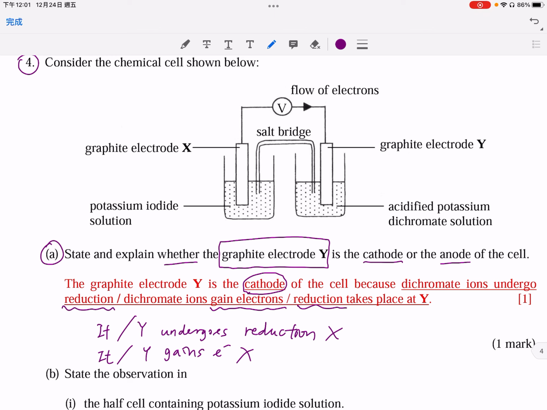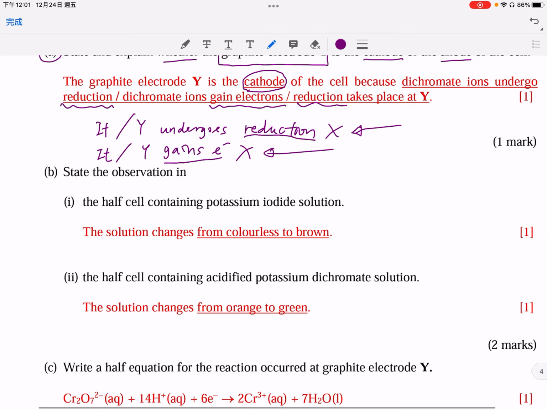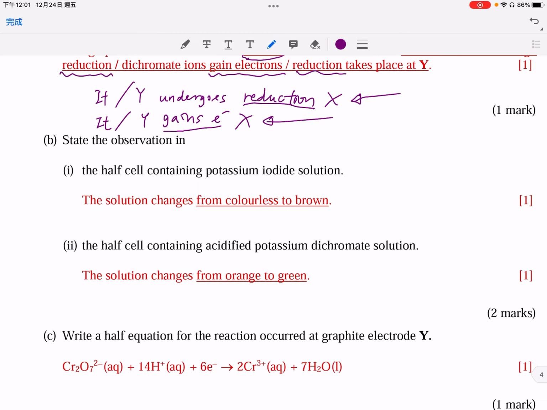And actually, the graphite electrode Y, it is graphite, okay? Graphite is an inert electrode. It is not going to take part in the cell reaction. Therefore, if you write ideas like this, make sure you know that these are wrong ideas, even though you mention reduction or something that gains electrons. So be careful next time if you made mistakes this time.